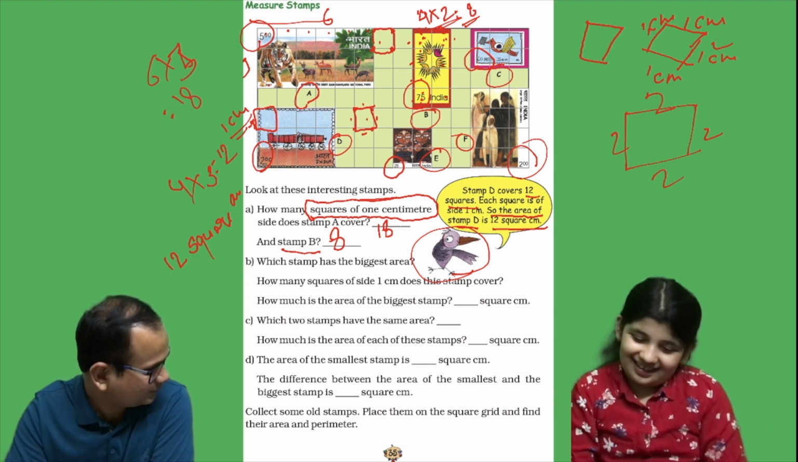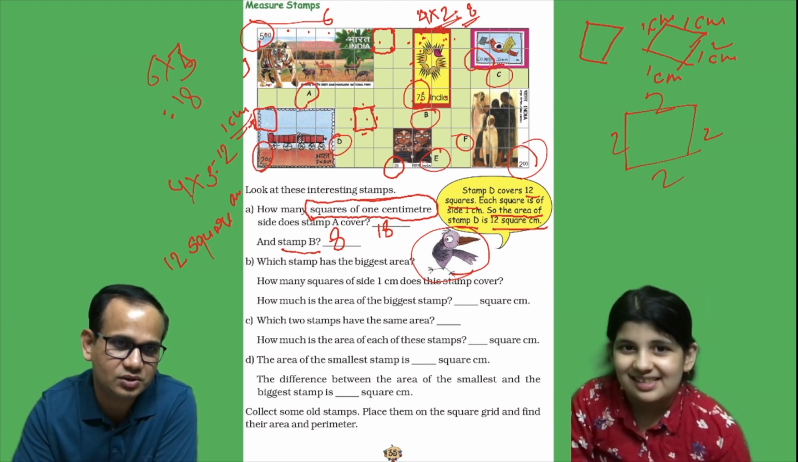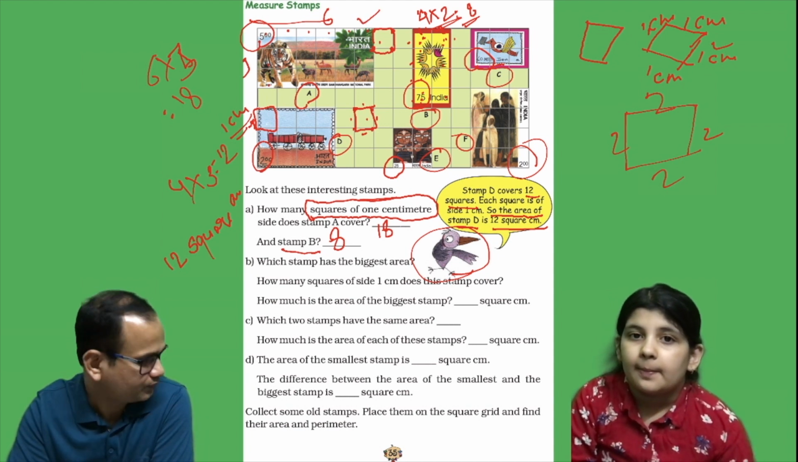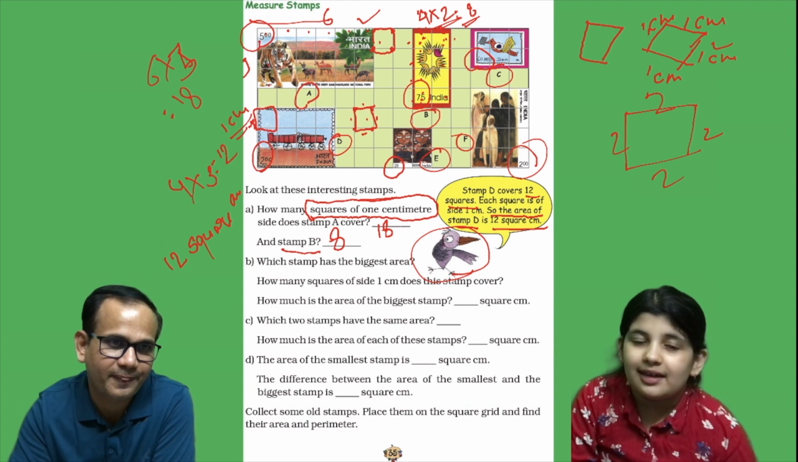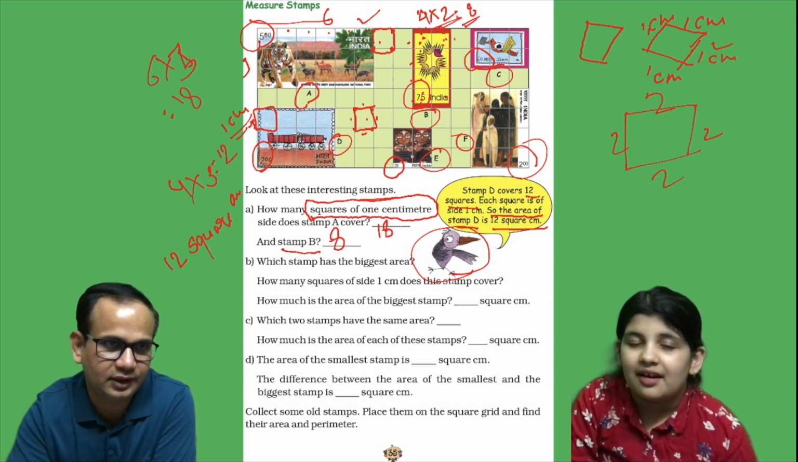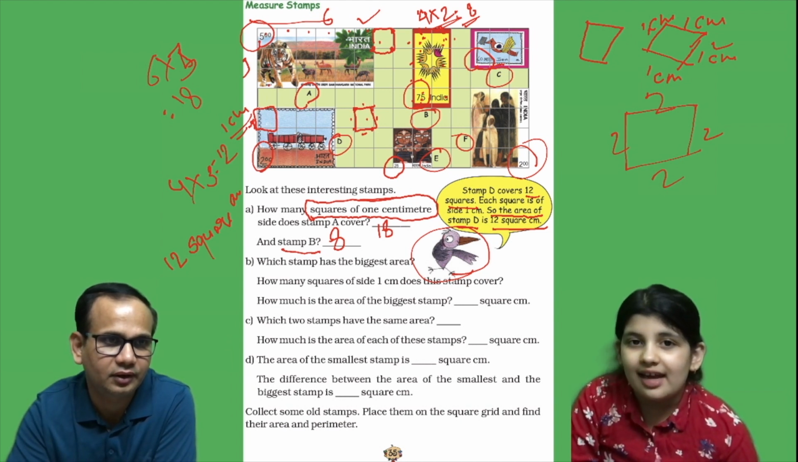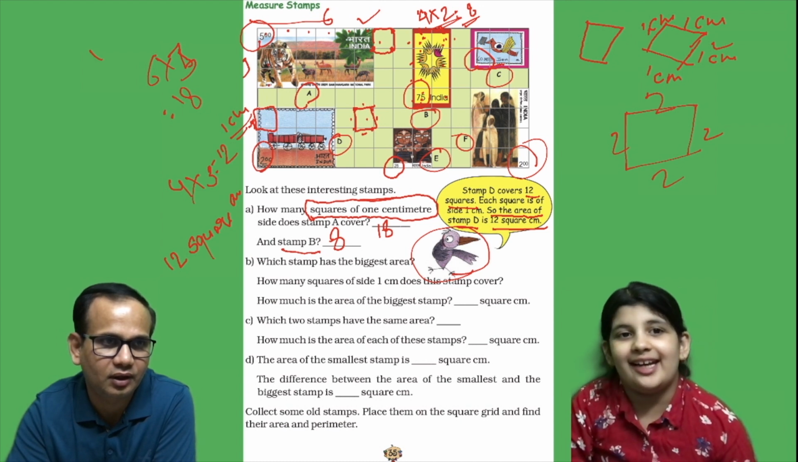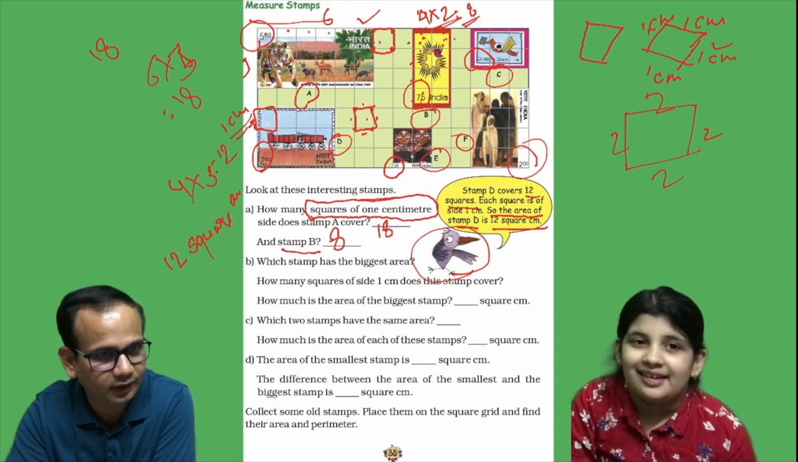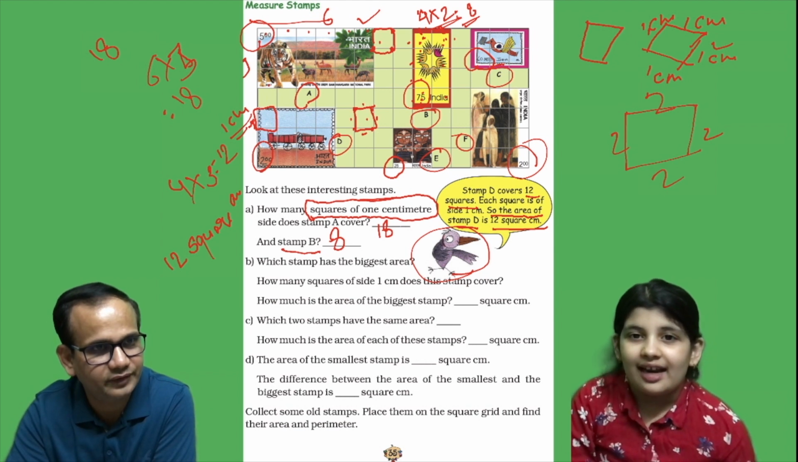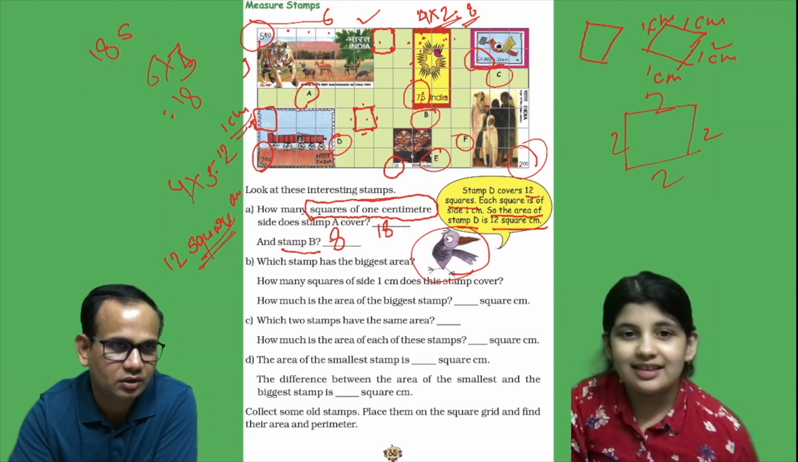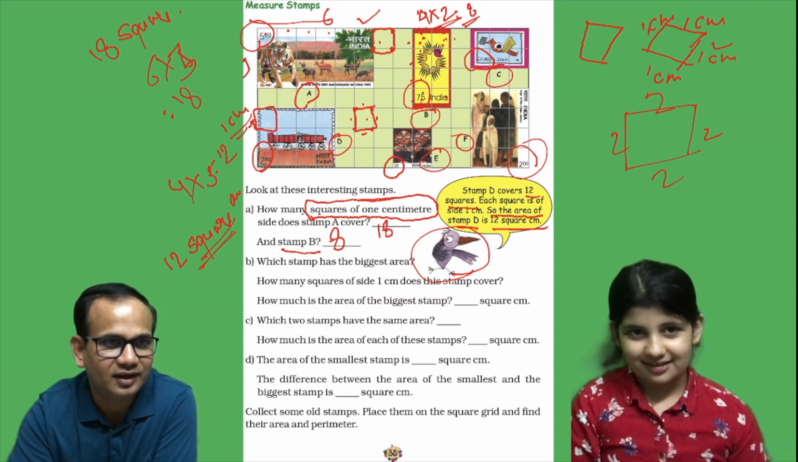Correct? So tell me, in this case also, this stamp A case, what is the area? The area will be 18. Say it completely: the area of stamp A will be 18 square centimeter. And stamp D is 12 square centimeter. 18 square centimeter. Yeah, good.